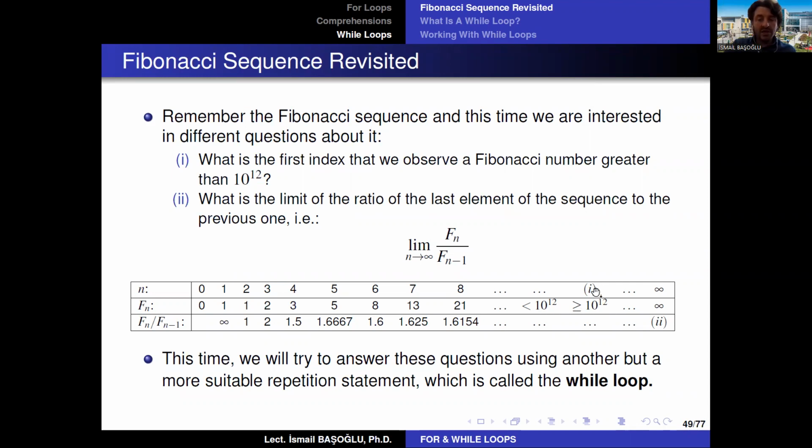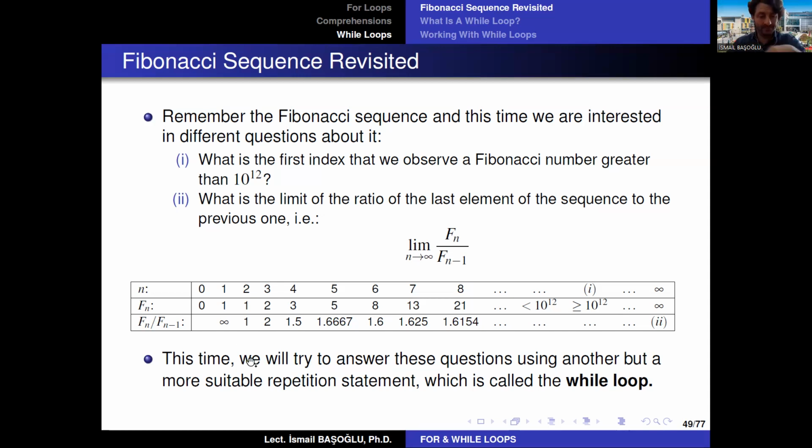to the power 12. So I am interested in the index of the Fibonacci sequence in which the value at the previous index is less than 10 to the power 12, but that value is greater than or equal to 10 to the power 12. What is the first index which yields a Fibonacci number that is greater than or equal to 10 to the power 12? This is my first question, okay? How about the second question?